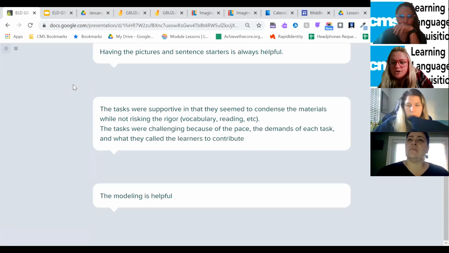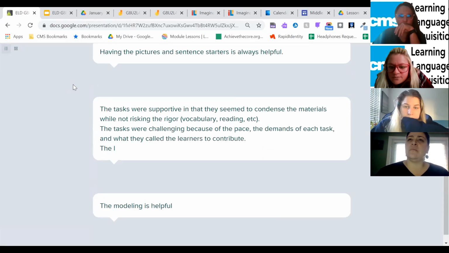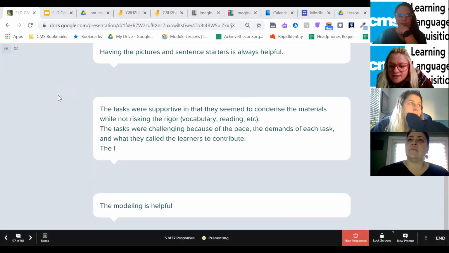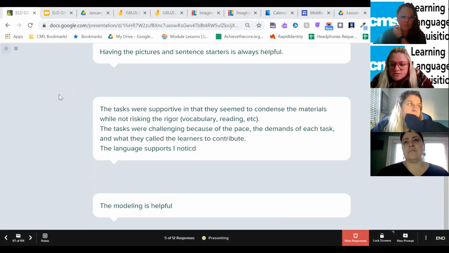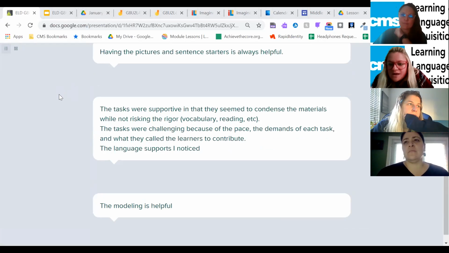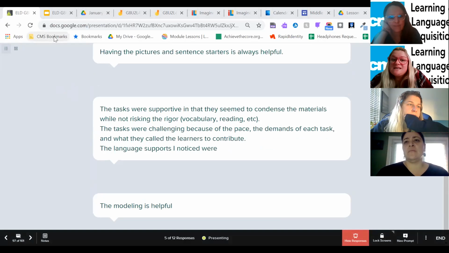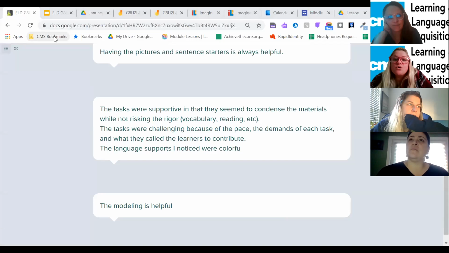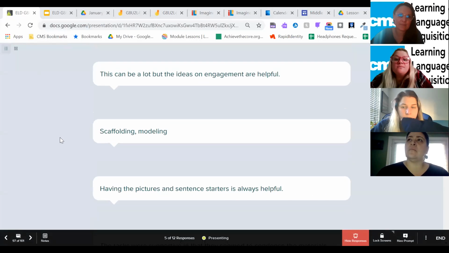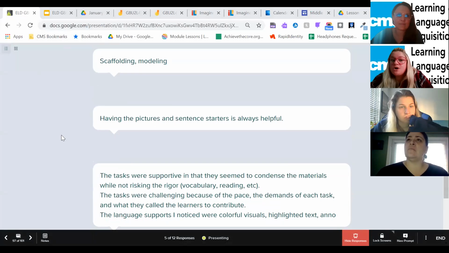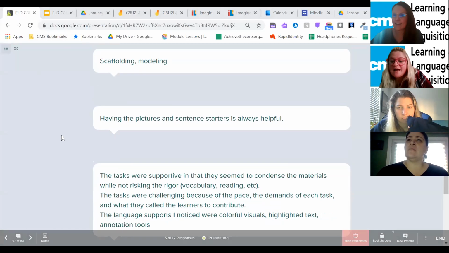And so some people are saying, let's see, the tasks were supportive, and that seemed to condense the materials while not risking the rigor. The tasks were challenging because of the pace and demands of each task. And we know your pacing is day by day. You see these kids every other day, so we definitely have a lot of grace with that. It is challenging to get through the material, and that's okay. This is the first time we're rolling this out, and it's trial and error. So you definitely have flexibility.